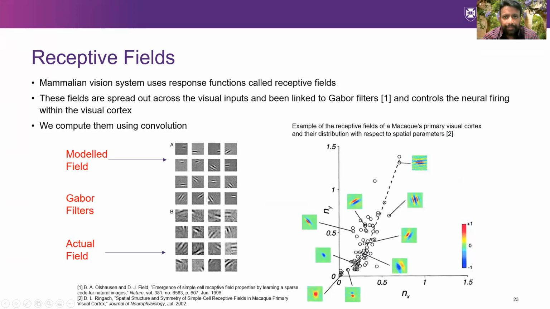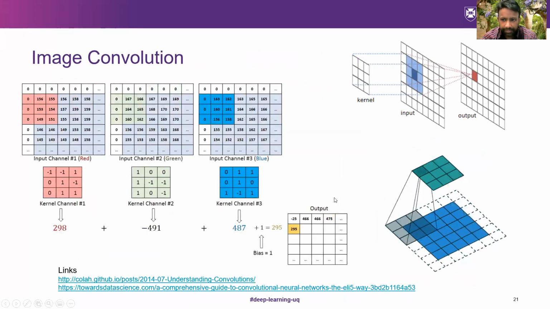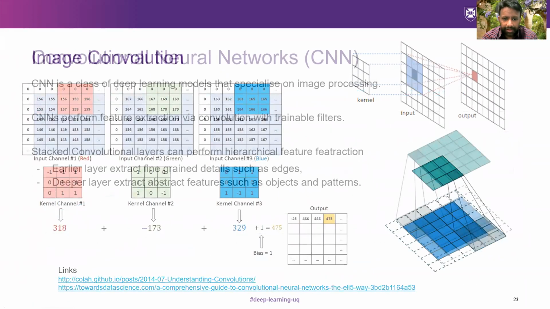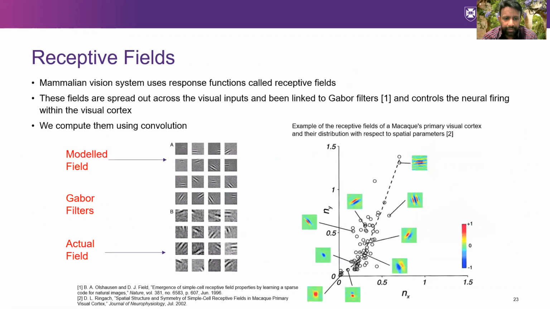And they are basically these types of filters we talked about. And if we go back to AlexNet, you can see the things that it's automatically determined from the data. So it's sort of already beginning to mimic a mammalian visual system. And that's a great advantage that it's found.